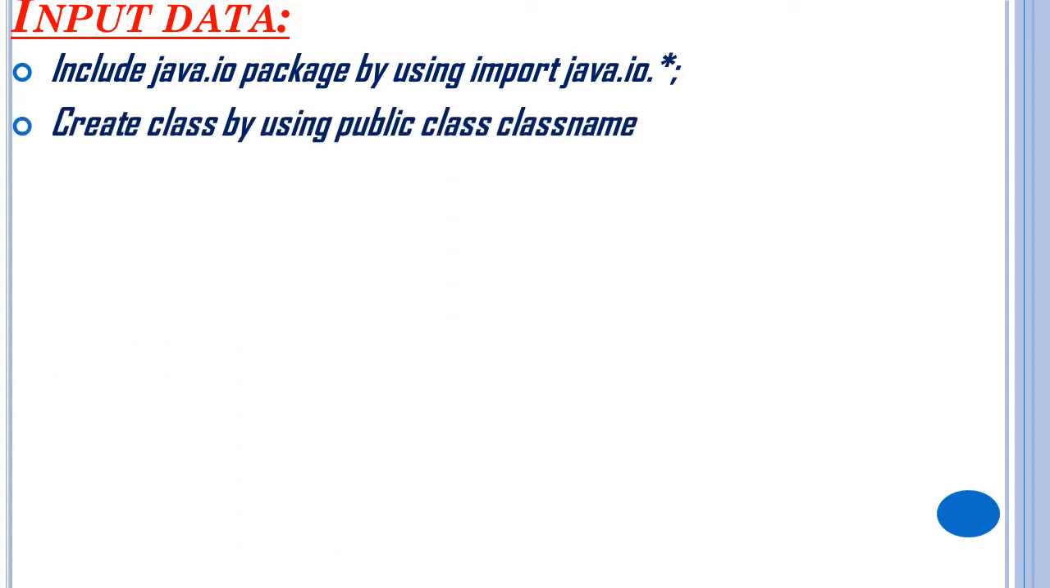Below that you need to create a class by using public class name. This you already know. How will you write it? Public, then a space, and class, then you will write one class name. For sum of two numbers you will write sum, for multiplication you will write multiplication, or whatever, like that. After the class is created you need to open a flower bracket.